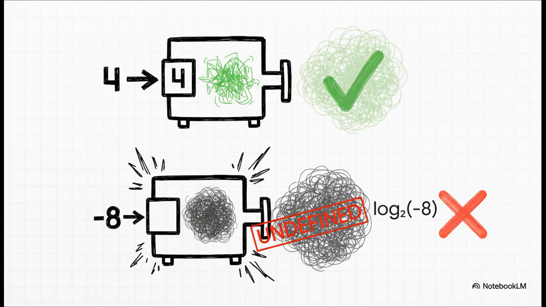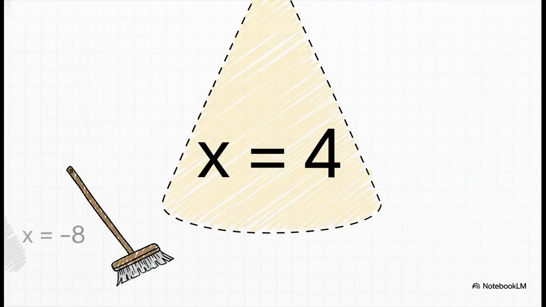Okay, let's check them. First, let's try x equals 4. If we plug that in, we get log base 2 of 4. That's fine. And log base 2 of 4 plus 4, which is 8, also fine. So x equals 4 looks good. Now let's try x equals -8. The very first term becomes log base 2 of -8. Whoa, red flag. Remember, you can't take the log of a negative number. That means -8 isn't a real solution. It's a fake. So, once we throw out that fake solution, we're left with just one real answer to that whole messy problem: x equals 4.